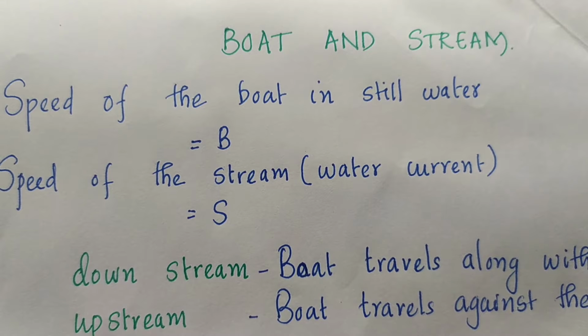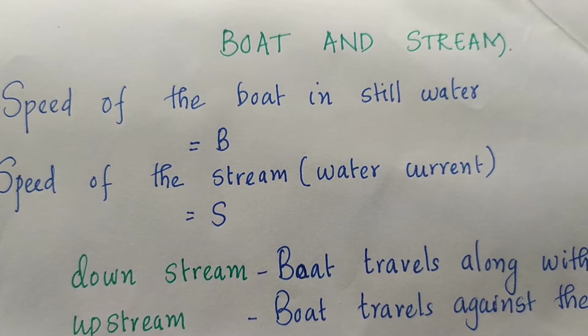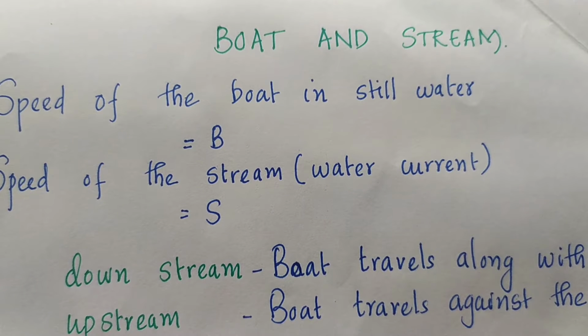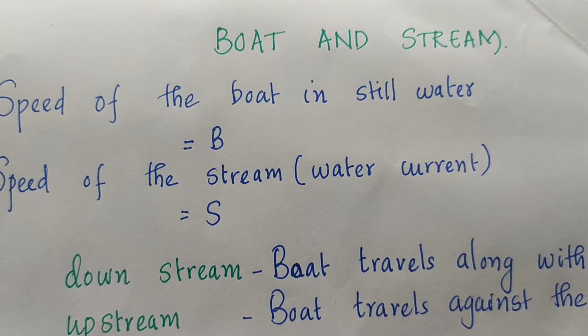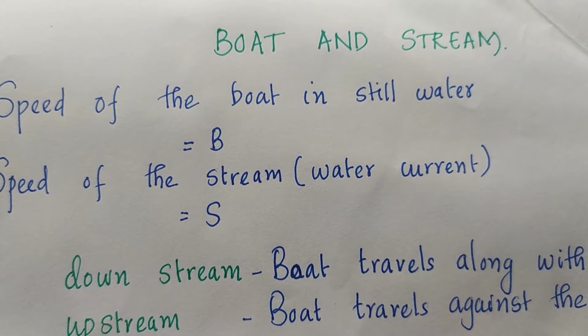So in this whole topic we are considering a boat which is sailing in a stream. So the boat will have a speed and the stream current will also have a speed. So let us take the speed of the boat in still water as B and speed of the stream or water current as S. Here the speed of boat means the speed of boat in still water, that is in a water body which has no flow of water, that is the water is still there. So that is speed of the boat in still water, we are taking it as B, and the speed of the stream we are taking as S.